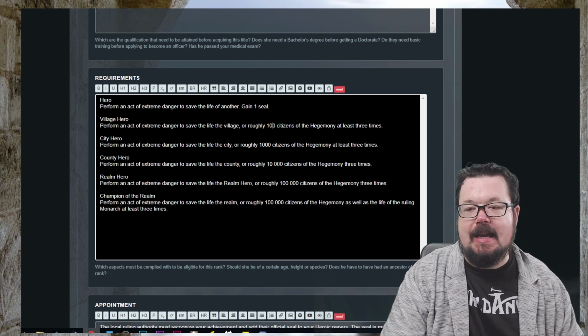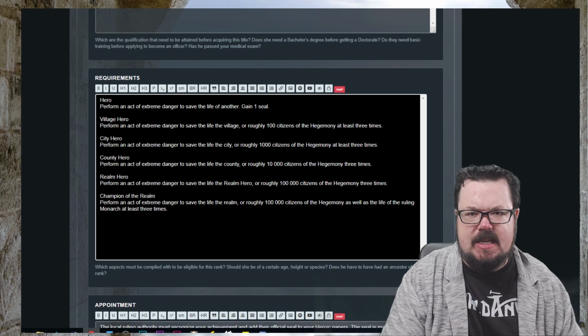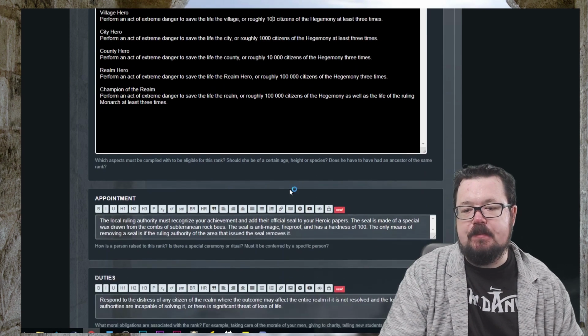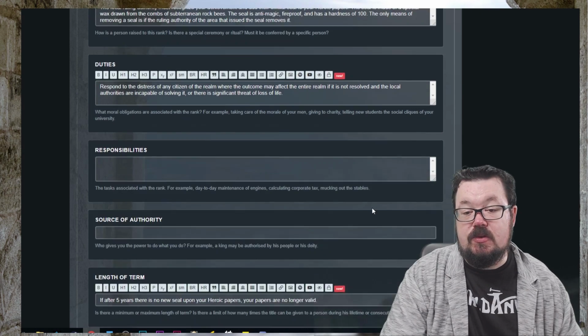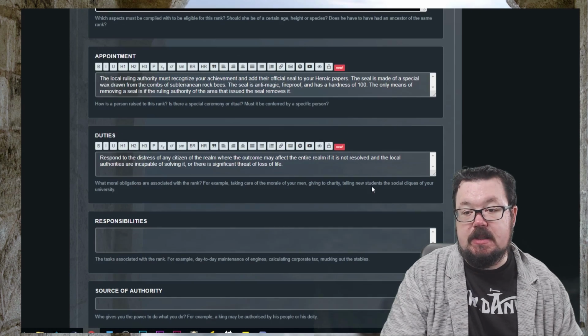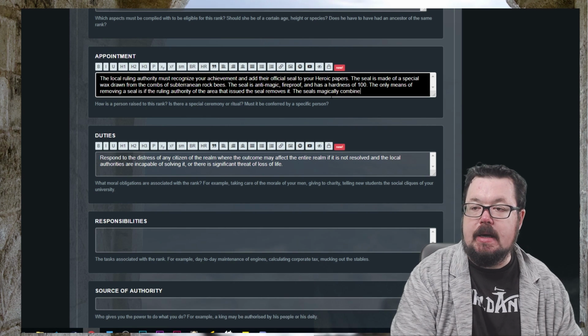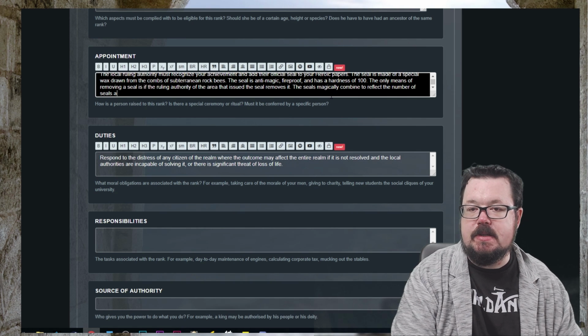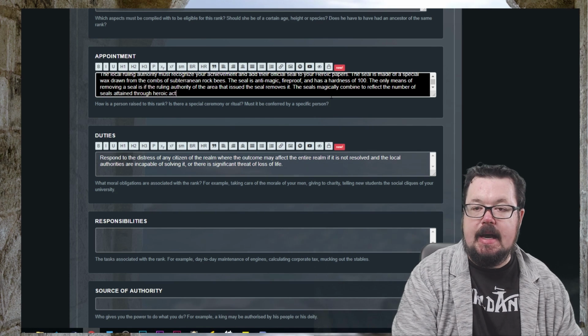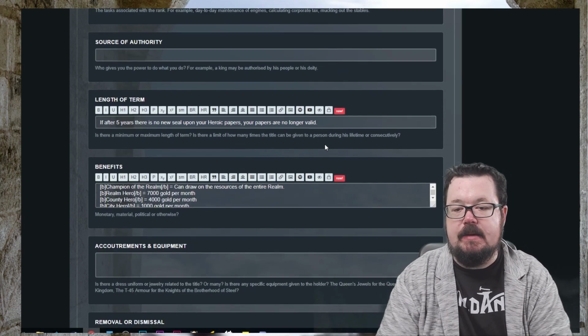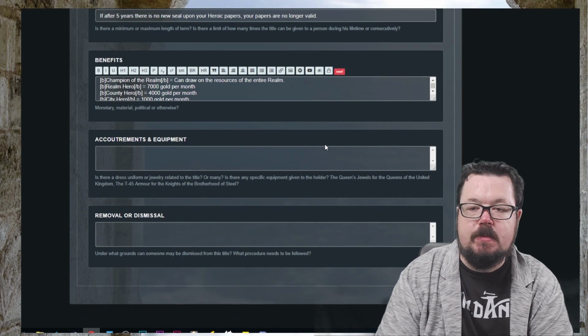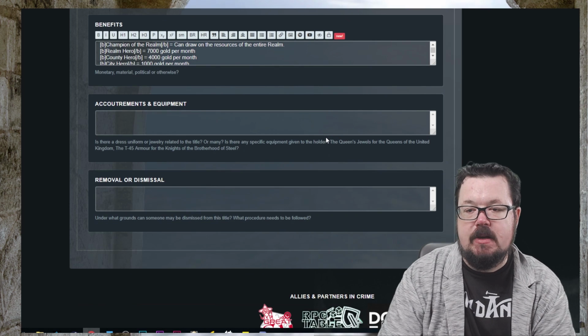Now, you're not going to get to 100,000 seals. That would be crazy. Although they do need to be there. So the seals magically combine to reflect the number of seals attained through heroic acts. There we go. All right, add it in. Accoutrements and equipment, no, don't have to worry about that.